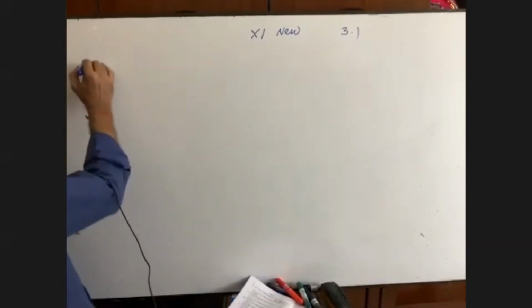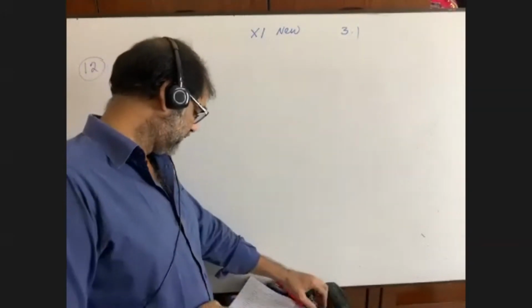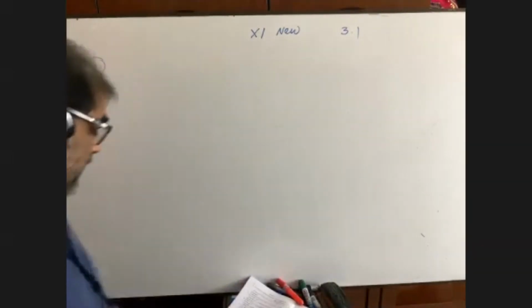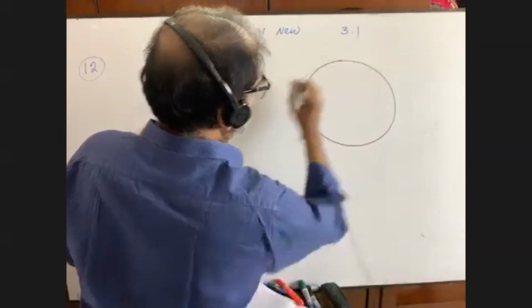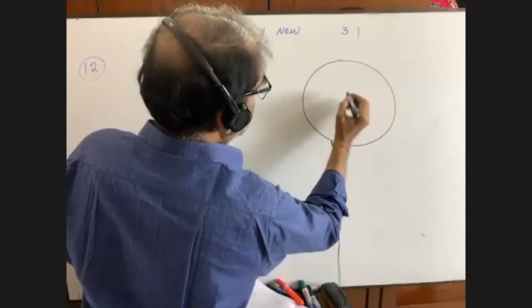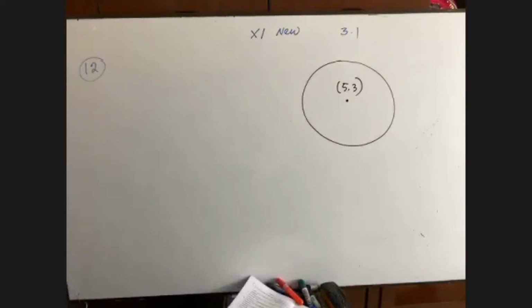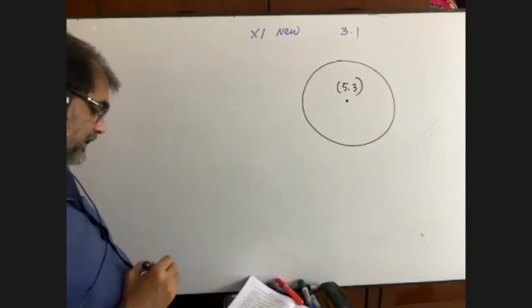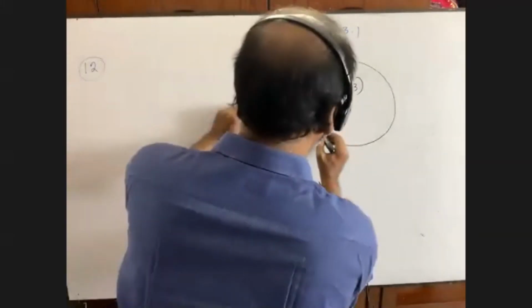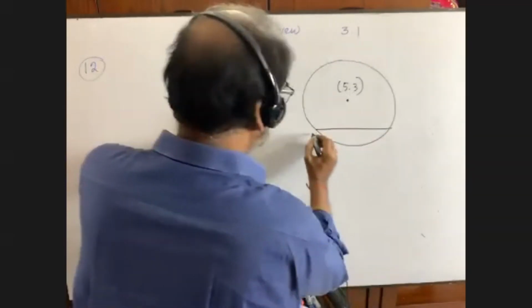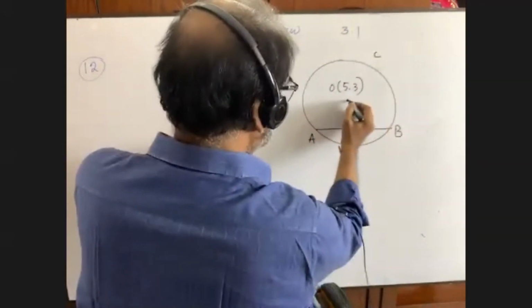Question number 12, important math. You see, the chord of a circle with center 5, 3. Suppose it is a circle. Its center is 5, 3. Radius 5 unit is bisected at the point 3, 2. This chord AB, it is O, circle C, it is bisected.